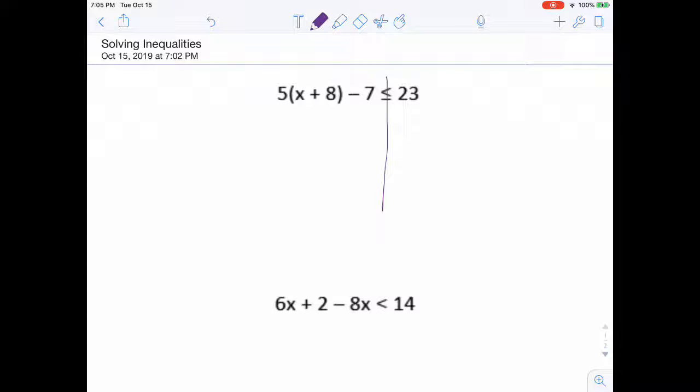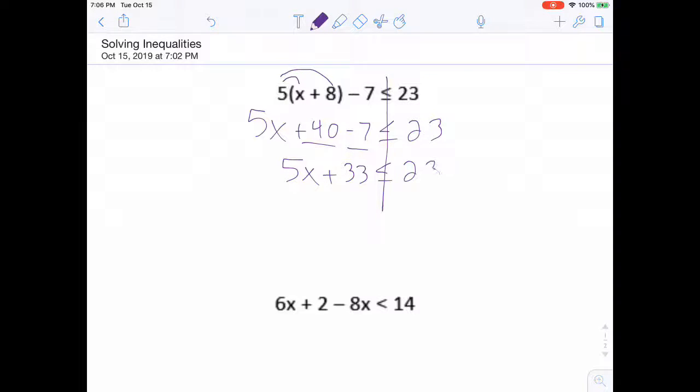My first step here is to distribute, so I'm going to distribute the 5 to the x as well as the 5 to the 8, giving me 5x plus 40. I'm going to rewrite everything else as minus 7 is less than or equal to 23. My next step would be combine like terms, so I have 40 and negative 7, giving me 5x plus 33 is less than or equal to 23.